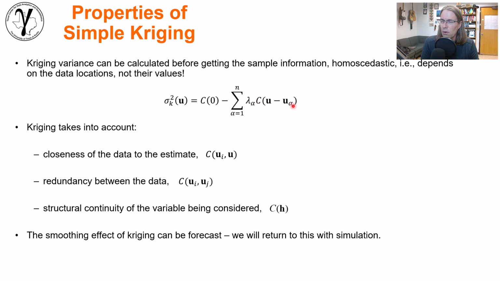This is the covariance between the unknown location and the data locations. Do you see any z's or y's in this equation? There's no actual values. In other words, this Kriging variance is independent of the actual data values, the estimates. The only thing that comes in, of course, will be the covariance or the variance.